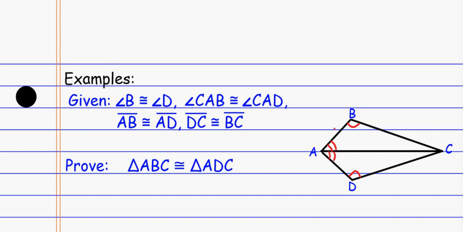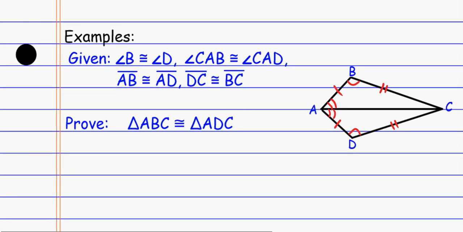Segment AB is congruent to segment AD, so I'm going to label each of those. Segment DC is congruent to segment BC, so I'm going to label those. And now I want to prove that the two triangles are congruent. So again, if I think about what we've done so far, just thinking about congruent polygons, we just have to show that all the parts are congruent. And that's part of the definition of congruent polygons. So here we go, statements and reasons.